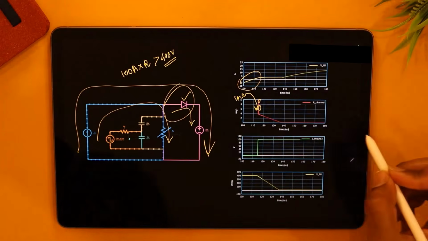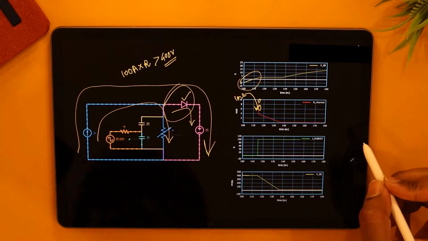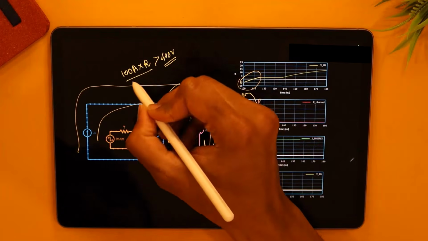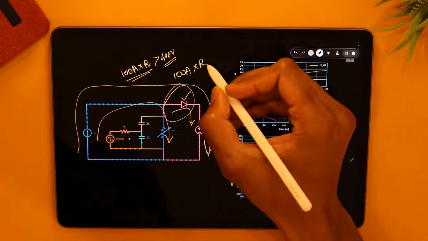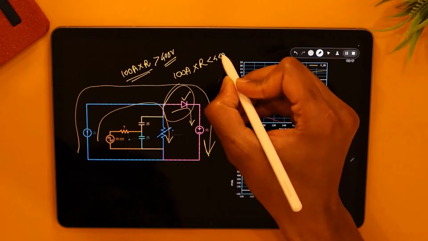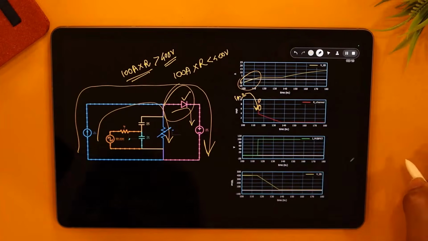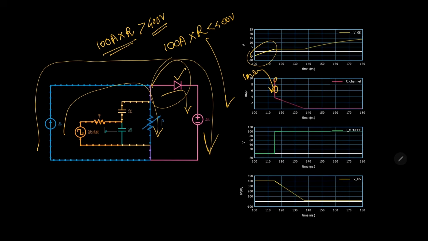The diode is going to conduct until the moment this product here, 100 amps into the resistance of the MOSFET, becomes just less than 400 volts, enough to turn the diode off. And that point is simple. R is equal to 400 by 100. That's around 4 ohms. So you see here, exactly at around 4 ohms is when the MOSFET also starts conducting the current. This is the I MOSFET.